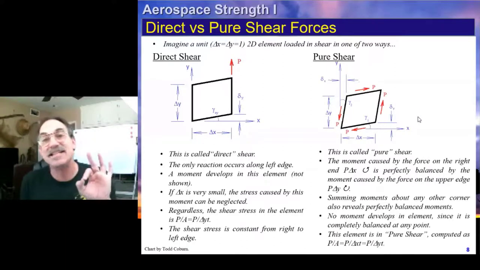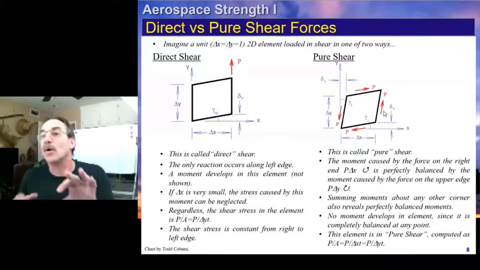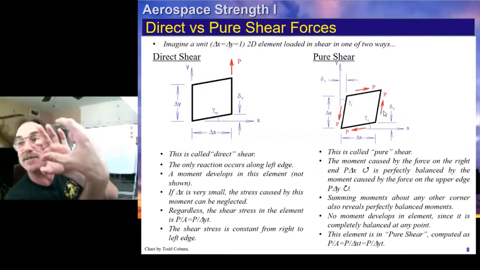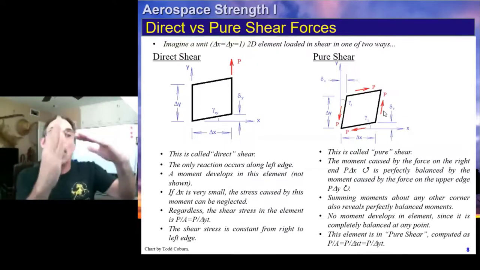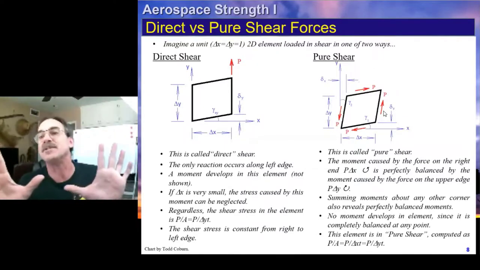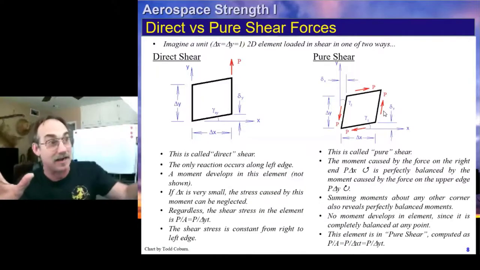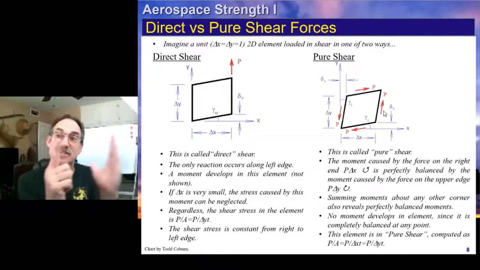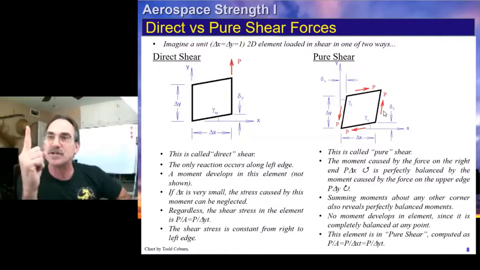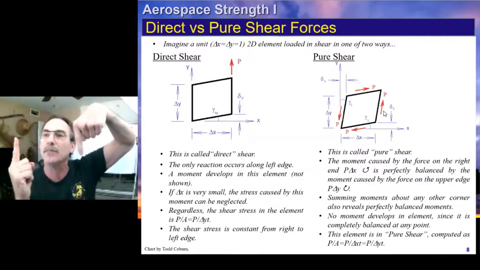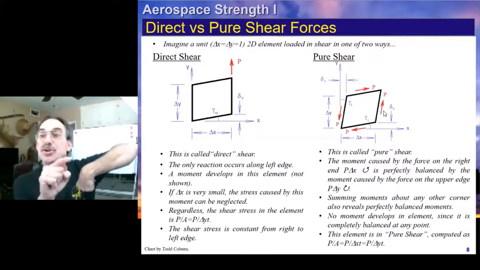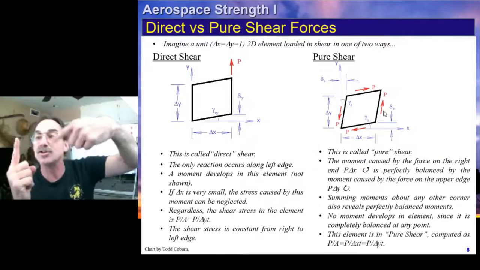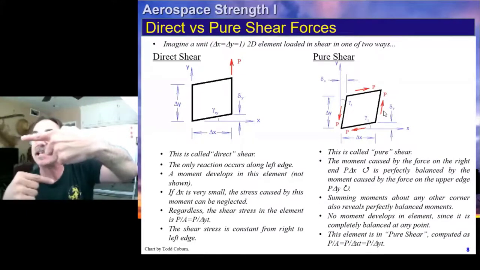If you take that force, or take the stress, multiply by the area times the distance, stress times area times the distance, that's going to give you a moment. You'll notice those moments are perfectly canceling themselves out. There's no moment in pure shear. In direct shear, there is a moment, force times distance, because you have a force applied and it's not reacted till over here. But with pure shear, we have a force, it's reacted over here, but we also have a corresponding force, which is reacted down here.